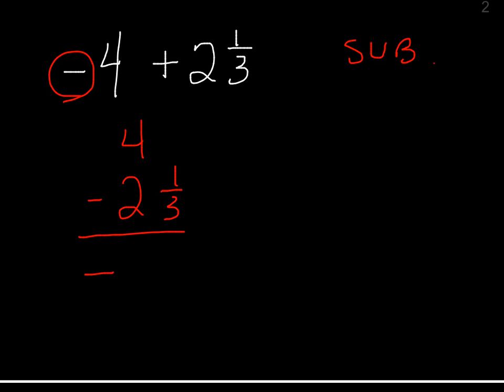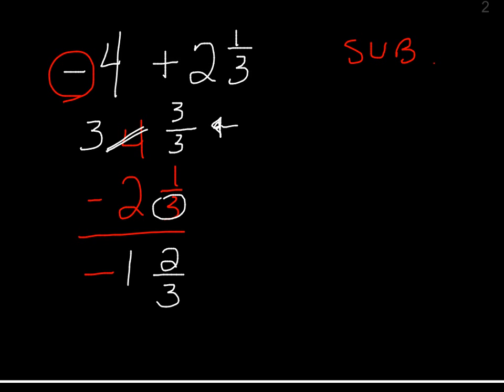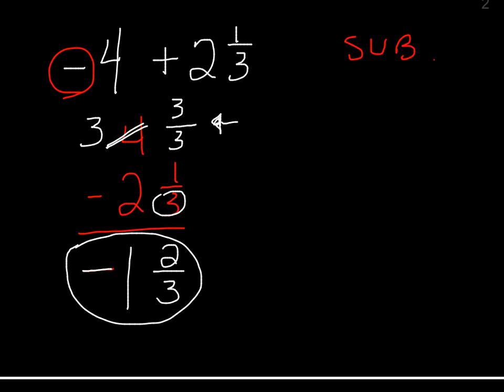So I'm going to borrow from my 4, make it a 3, and then I have to write a new fraction up here, and I always want to use the same denominator. So I'm going to put a 3 here, and then a 3 on top, so this fraction equals the one that I borrowed from the 4. Okay, so then I go 3 minus 1 is 2, so I'd have 2/3. And then 3 minus 2 is 1, and we remember that it's negative because we already determined that. And so the answer is negative 1 and 2/3.